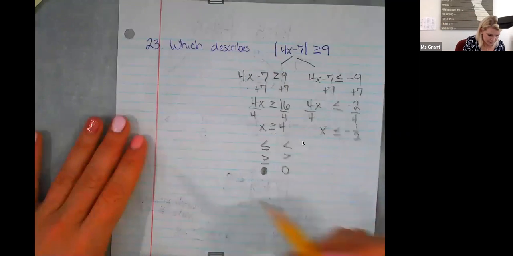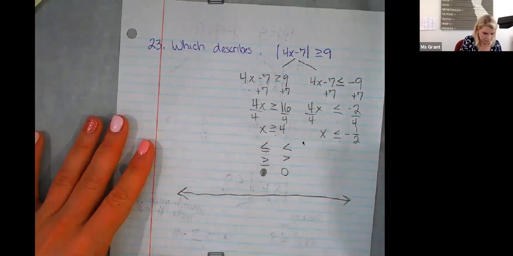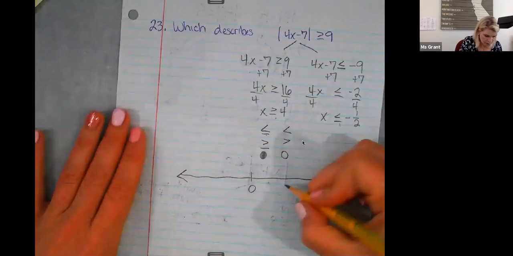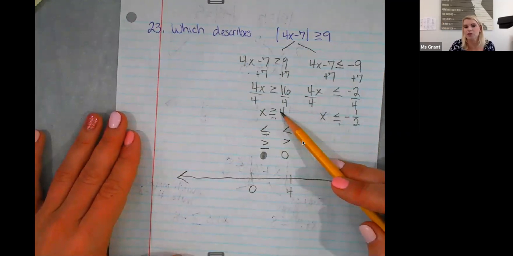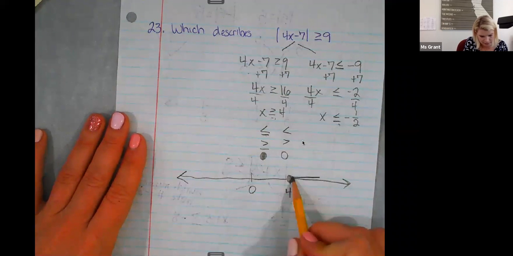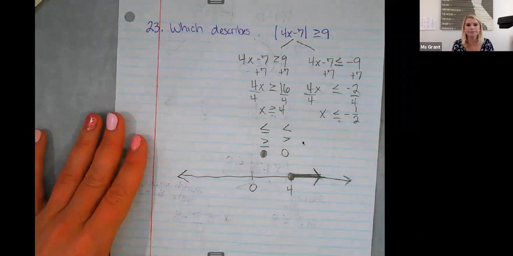So then I'm graphing. And so what you're graphing is a 4 and a -1/2. So on my 4, this is going to be a closed circle. It says greater than or equal to. So it's going to be bigger, greater than 4, which is everything to this side. Okay.